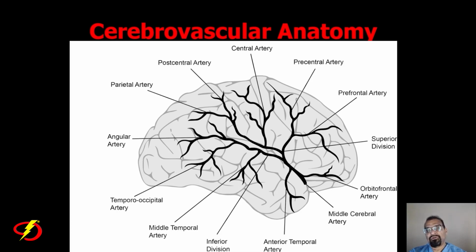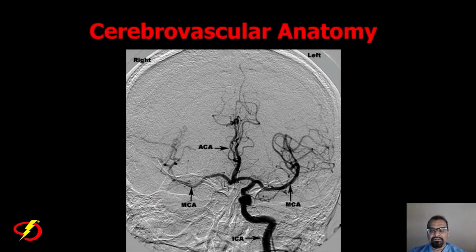So really, these middle cerebral arteries are named after areas of the brain they supply. I don't think you have to know all the names of these. Just know the segments, M1, M2, M3, and M4. So here we go again.